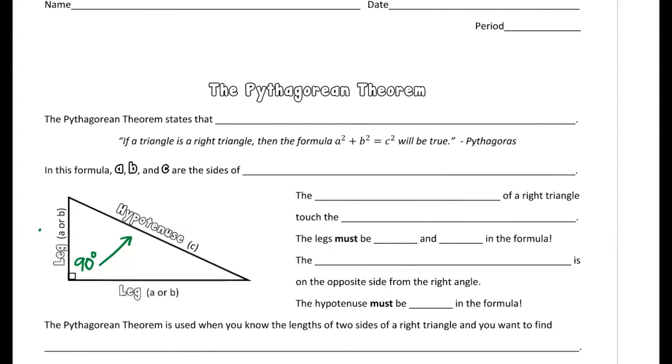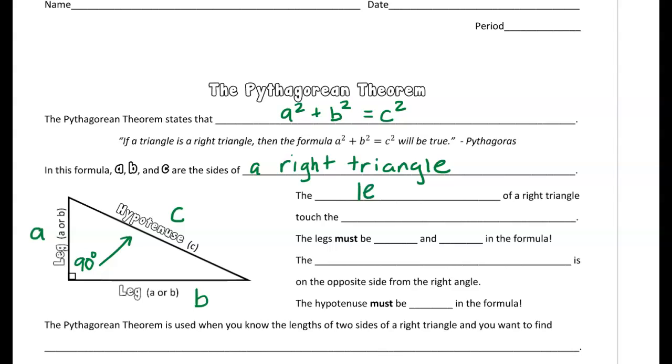In this case, we're going to talk about the legs as being A and B, and the hypotenuse always as C. And the lengths of the legs always have this relationship that the sum of the squares, so A squared plus B squared, is going to equal the hypotenuse squared. So we said A, B, and C were the sides of a right triangle. The legs of a right triangle are the sides that touch the right angle.